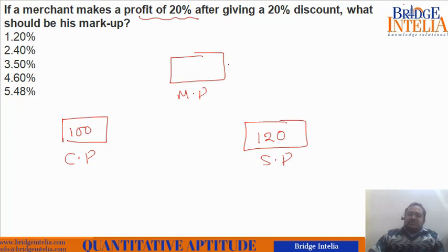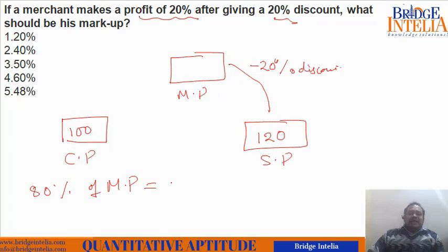He wants to give his customers a discount of 20%. So what will he say to his customer? He will tell his customers, you pay me only 80% of the marked price. So 80% of marked price when calculated came out to be equal to 120. So let's find out what the marked price is. So 80 by 100 into marked price is equal to 120. So marked price comes out to be equal to 150.